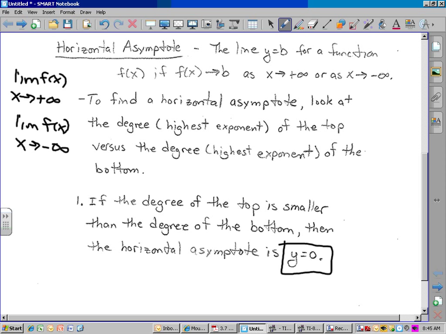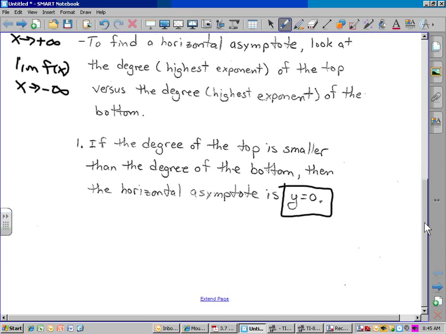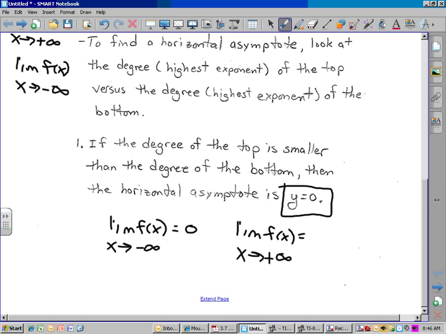The end behavior, the limit of f of x, which I can rewrite again, as x approaches negative infinity will be 0, and the limit of f of x as x approaches positive infinity will be 0. So the ends will approach that 0 if the degree on top is smaller.